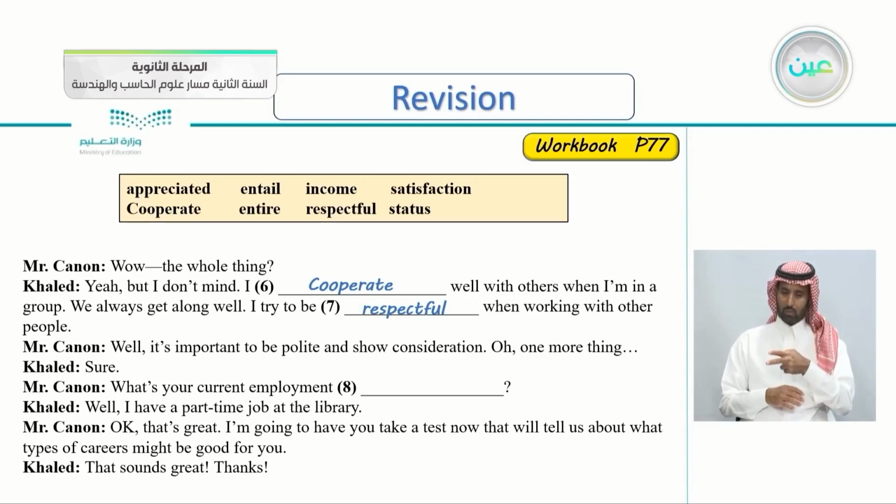Oh, one more thing. Khalid replied, sure, Mr. Cannon. What's your current employment? And number 8, the last one is, of course, status. What's your current employment status or situation? Khalid replied, well, I have a part-time job at the library, Mr. Cannon. Okay, that's great. I'm going to have you take a test now that will tell us about what types of careers might be good for you.